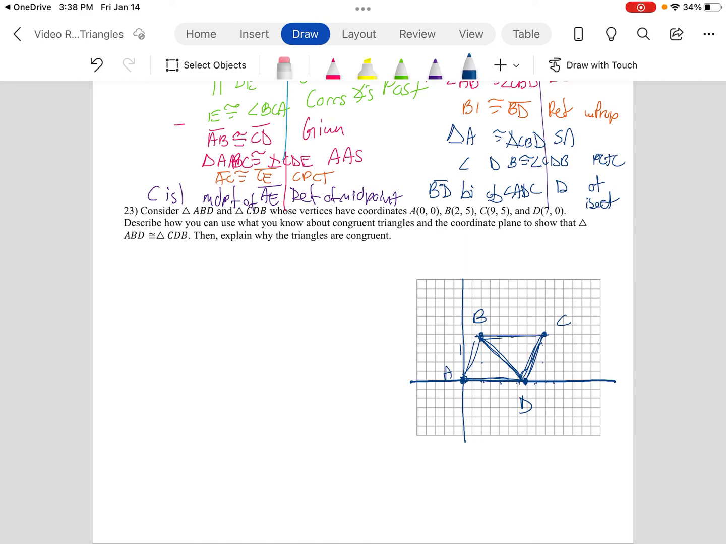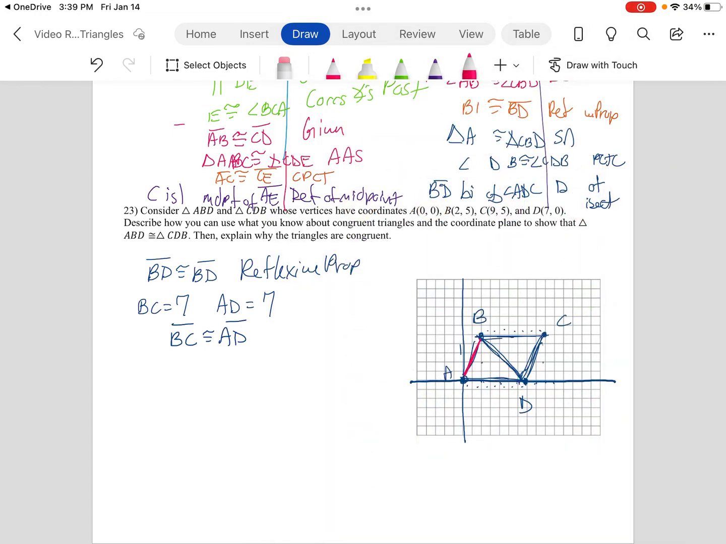So one of the first things that I see is I know BD is congruent to BD by reflexive property. I can count 1, 2, 3, 4, 5, 6, 7. I know the distance from B to C is equal to 7. 1, 2, 3, 4, 5, 6, 7. I also know the distance from A to D is also equal to 7. So BC must be congruent to AD because they have the same measure.